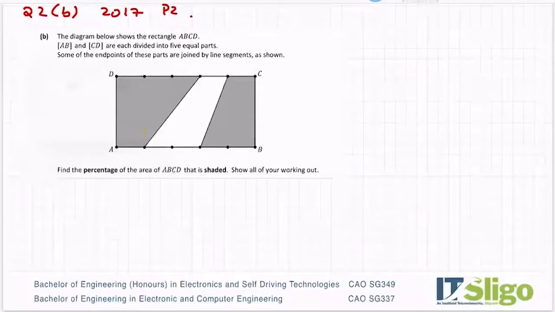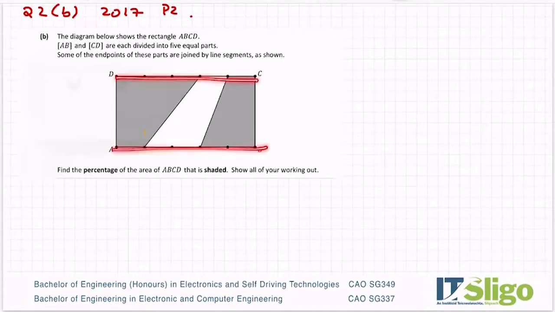Okay, let's have a look at this question that came up under geometry. So 2B 2017, the diagram below shows the rectangle ABCD. AB and CD, so they're the lengths, if you want to call them that, are divided into 5 equal parts. Some of the endpoints of these parts are joined by line segments, as shown. Find the percentage of the area of ABCD that is shaded, okay?